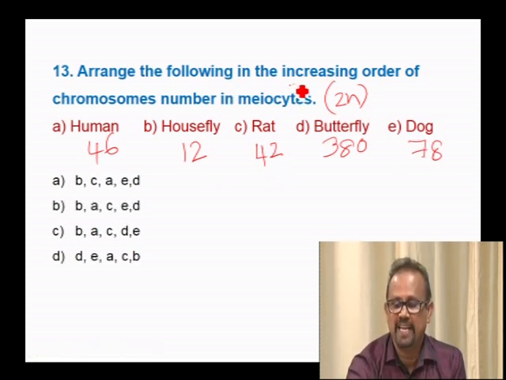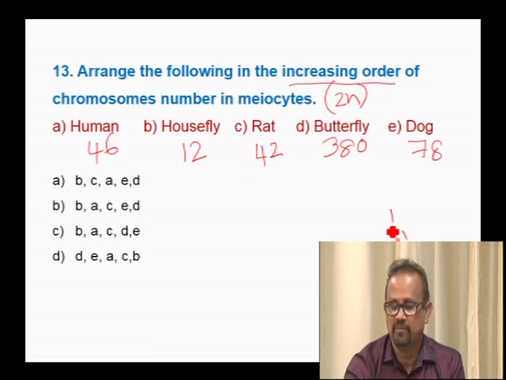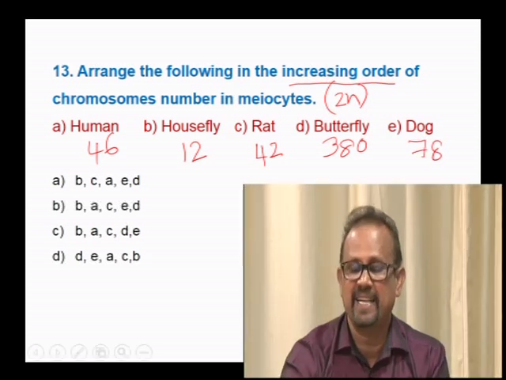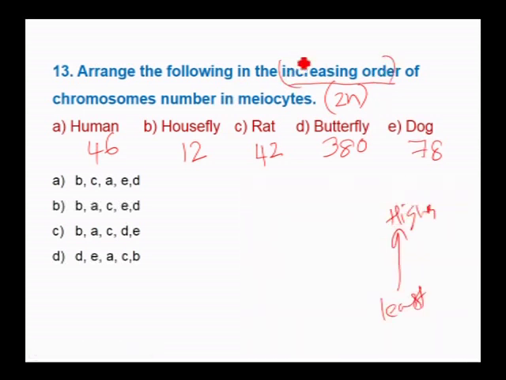Here the question is increasing order. Increasing order means least to highest, that is ascending order. Therefore, first one is ascending, least to highest. So B, that is 12. After 12, 42, that is C. After that, A. After that, E. After that, D. So B, C, A, E, D. Therefore, the answer for this question is A.